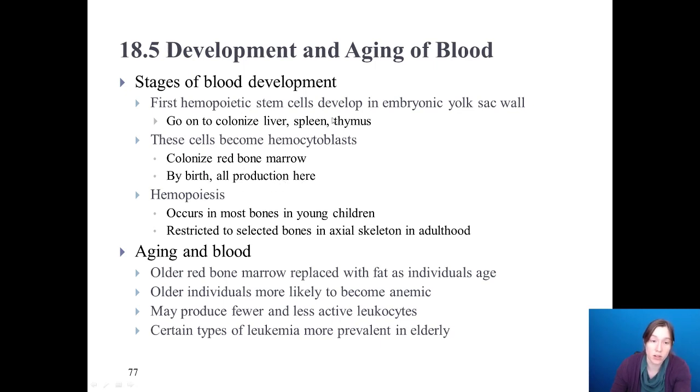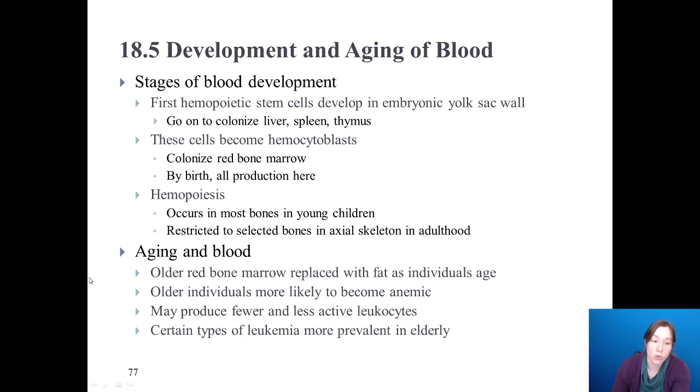So in embryonic development, you've got blood produced in lots of different places, but once we have the area for the red bone marrow, the hemocytoblasts migrate to the red bone marrow and start producing from there. And then, as we said before, hemopoiesis occurs in most bones in young children, but by the time you get older, it's restricted to selected bones in the axial skeleton.